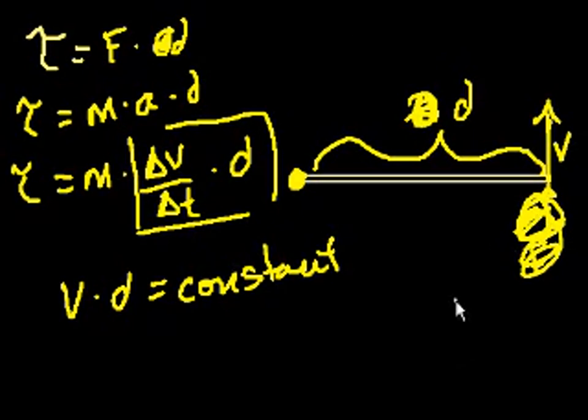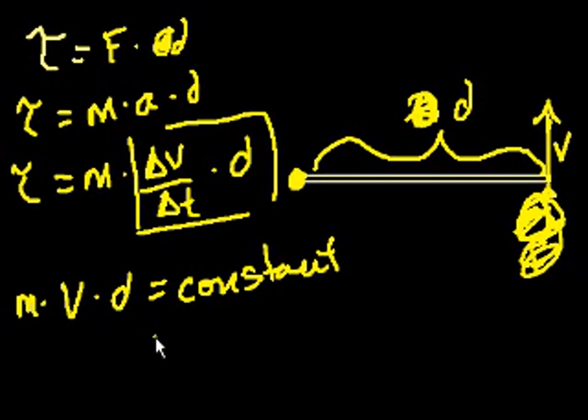If I apply more torque, it'll go even faster. If I apply less torque, it'll slow down a little bit. But we know that this velocity times the distance is constant. And actually, I don't know why I took this m out. We know that the mass times the velocity times the distance is constant. So what does that tell us?